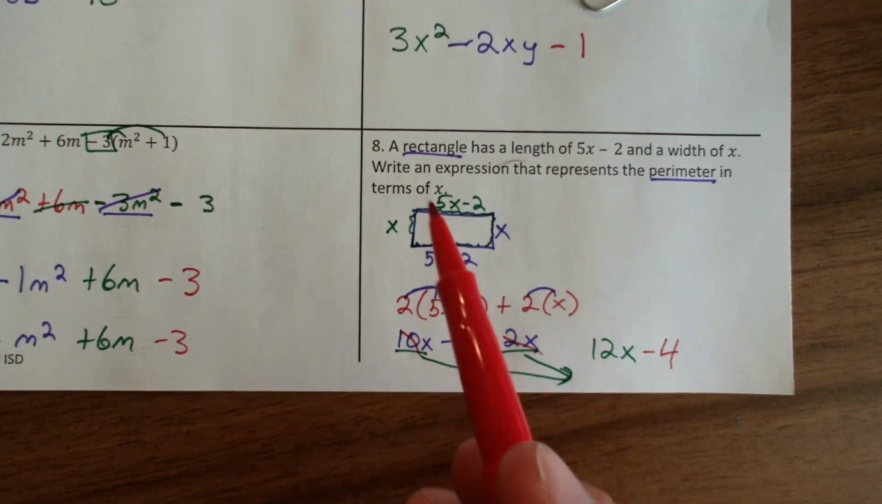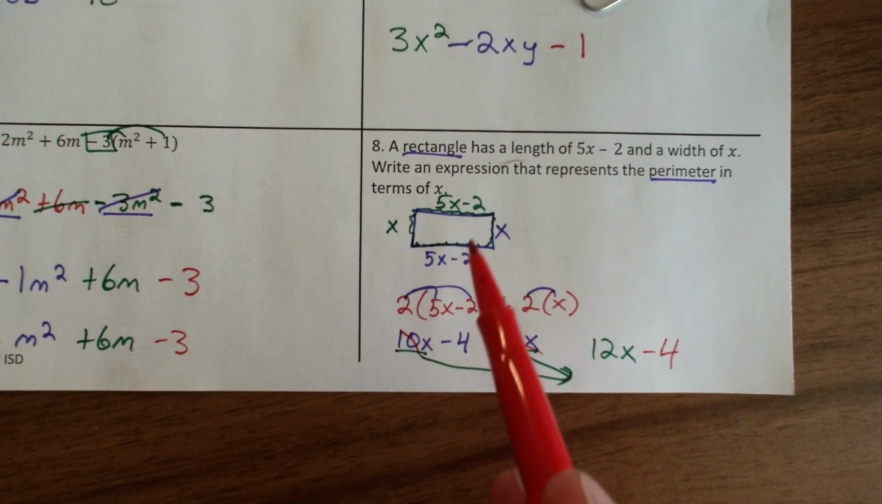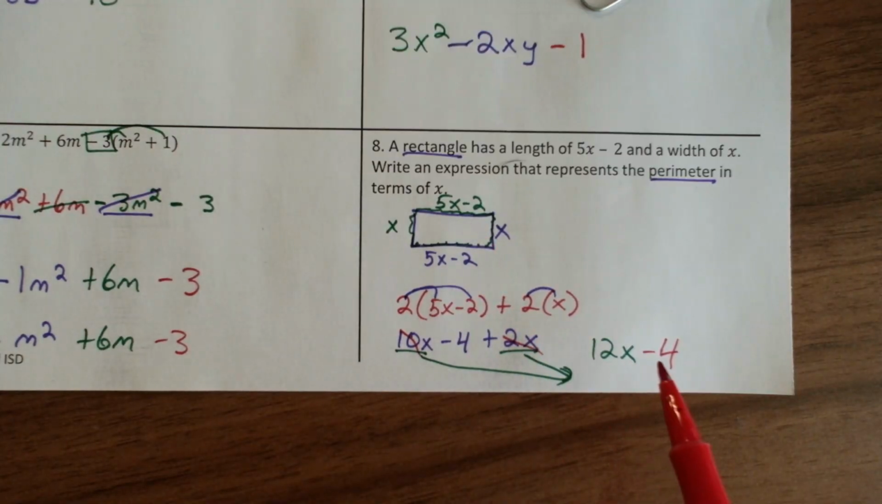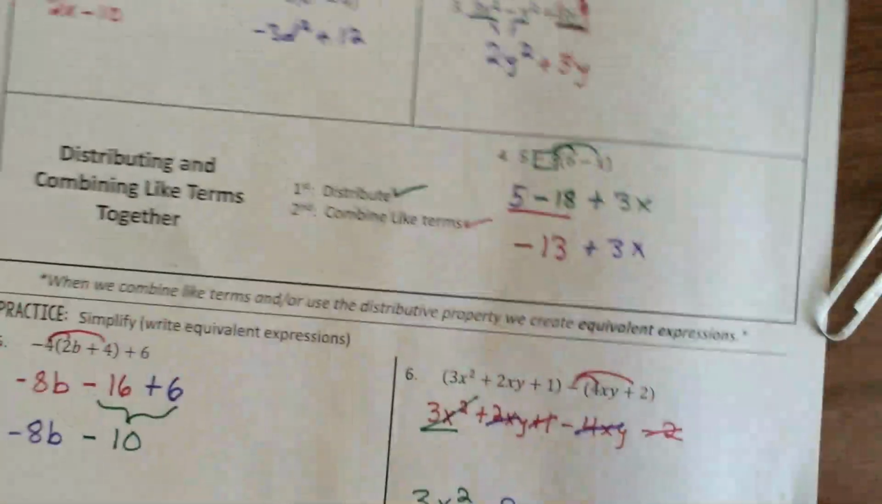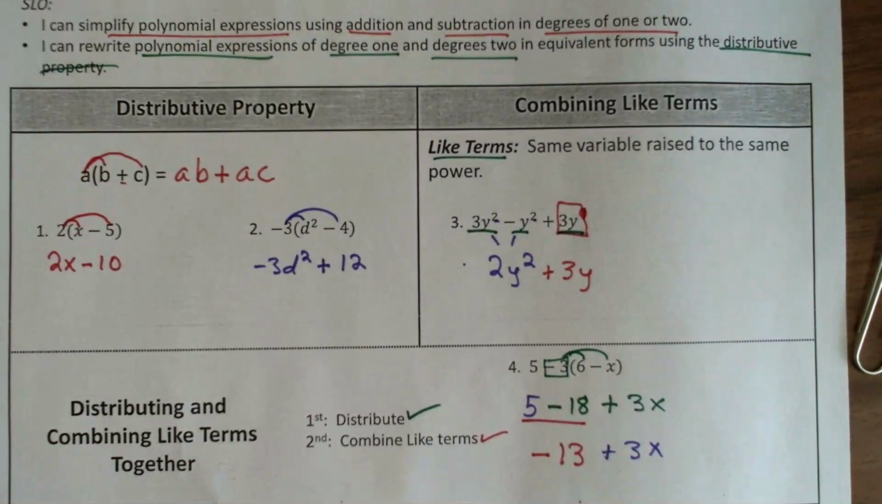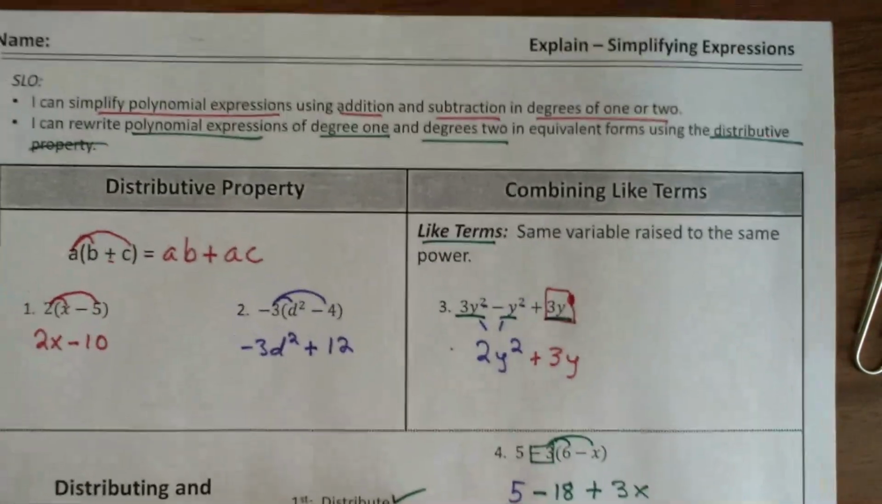So the perimeter of this rectangle, if I ever figured out what x is, the perimeter would be 12x minus 4. And that's your notes for distributing and combining like terms. Day 1, simplifying expressions.